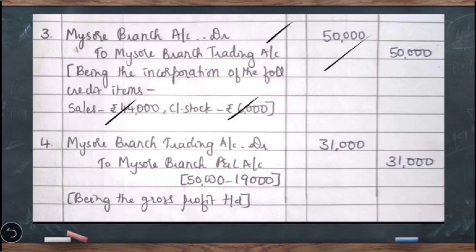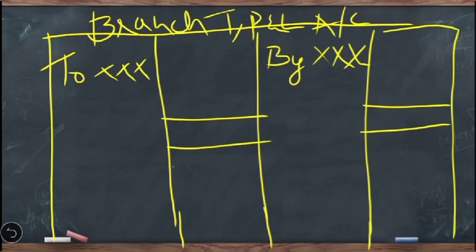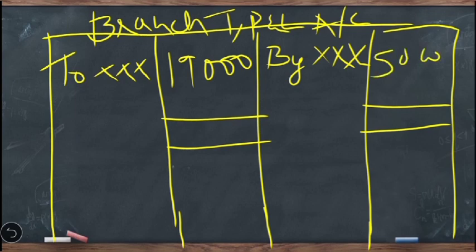After passing these two incorporation entries, which are regarding the branch trading account, we are going to balance the trading account to find out whether there is gross profit or gross loss. If you imagine a branch trading and profit and loss account here, on the debit side we have written 19,000. Total debit given is 19,000 and total credit given is 50,000. So now here the credit side total is more, 50,000. We are going to write the total on both the sides.